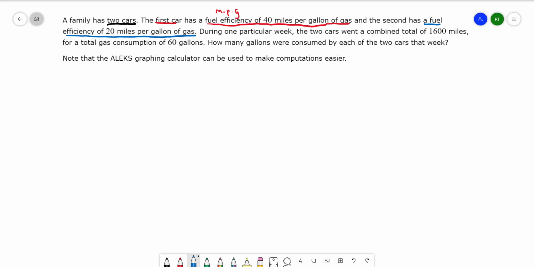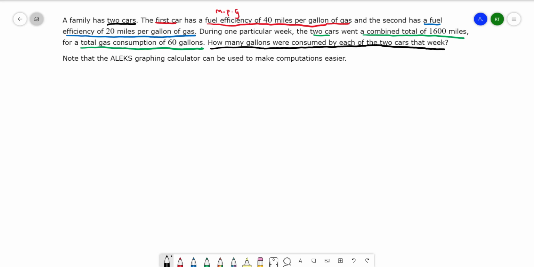During one particular week, the two cars went a combined total of 1,600 miles. And then it says for a total gas consumption of 60 gallons. And they want us to figure out how many gallons were consumed by each of the two cars that week.